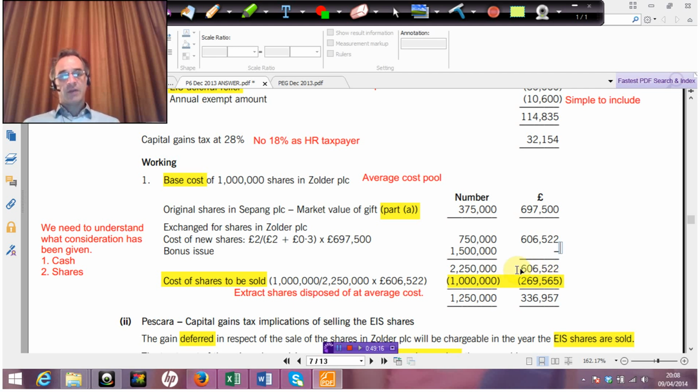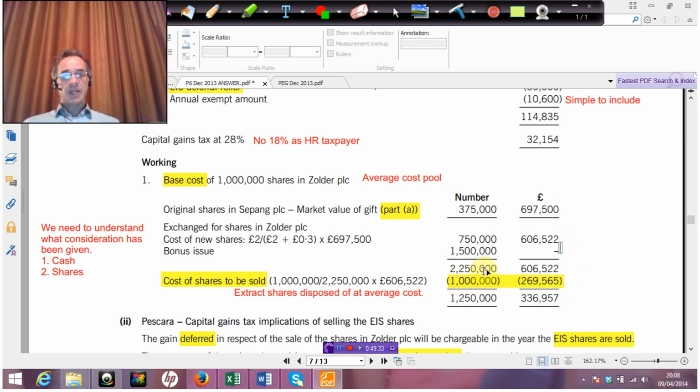Okay, and the relevant cost is 606. And as I've said above, the reason that that is reduced is because of this part disposal element here. So if this is the share pool up to date, because that's all the transactions reflected now.